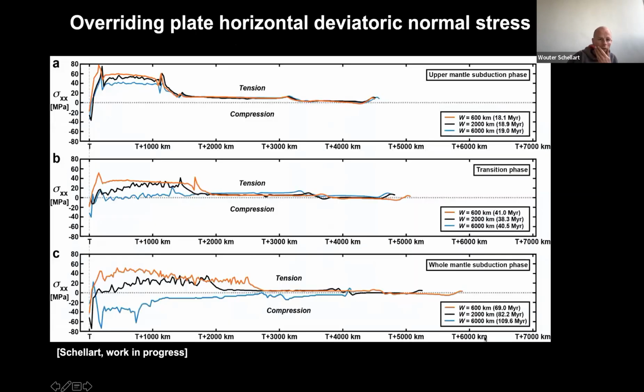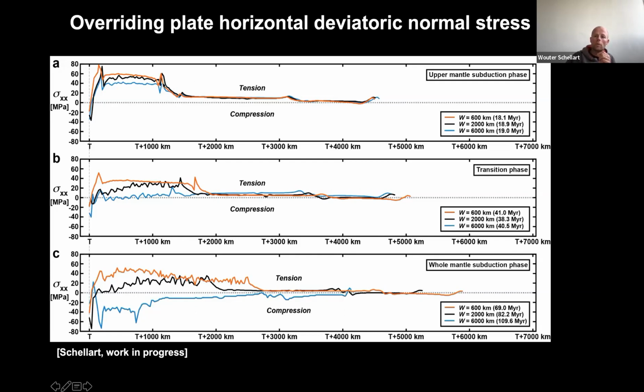Okay, that's quite interesting. What does this plot show? This plot shows the horizontal deviatoric normal stress in the overriding plate. Again, for the narrow slab model in orange, the wide slab model in blue, and also plotted in black, the intermediate width subduction zone. The top diagram here shows an early stage of the model runs, so the upper mantle subduction phase. The middle one shows an intermediate stage when the slab is just starting to penetrate into the lower mantle. And the bottom panel here shows an advanced stage of the subduction model where the slab is well into the lower mantle.